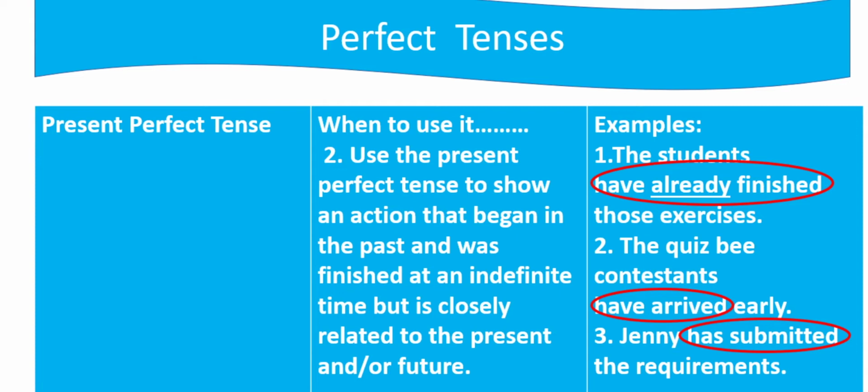Number two, the quiz bee contestants have arrived early. Have arrived early, meaning to say, an action that began in the past and was also finished at an indefinite time because there was no time expression mentioned here. It was only mentioned that the contestants have arrived early. Number three, Jenny has submitted the requirements. In this example, we can see that Jenny has submitted the requirements. It is an action that began in the past and was finished at an indefinite time in the past.